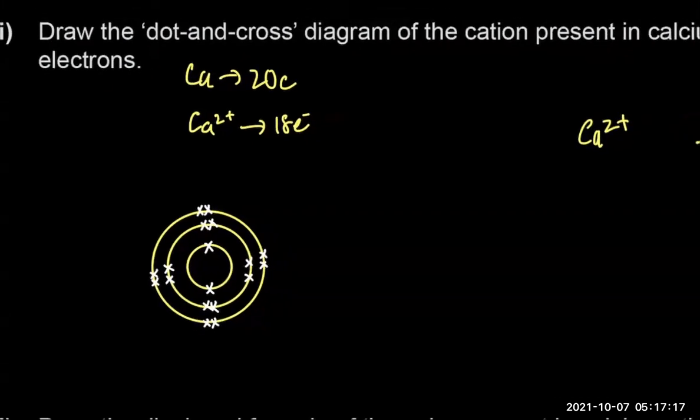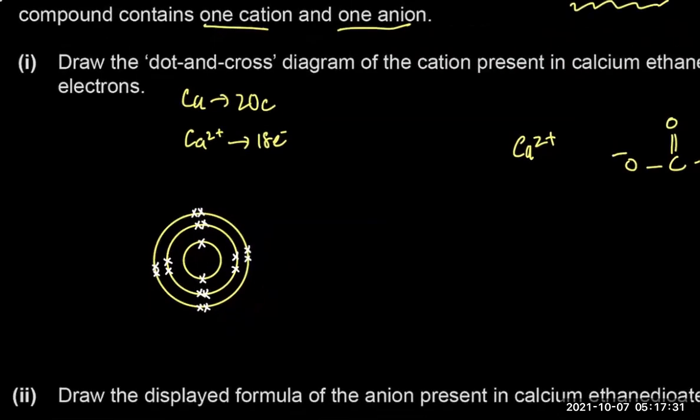You can use dots or you can use crosses for the electrons. That's the point. You can use crosses or dots for electrons, it's acceptable. I just used crosses. And obviously in the middle you have the nucleus, if you want to draw that. You also have to give the overall charge. This is a typical O level question.